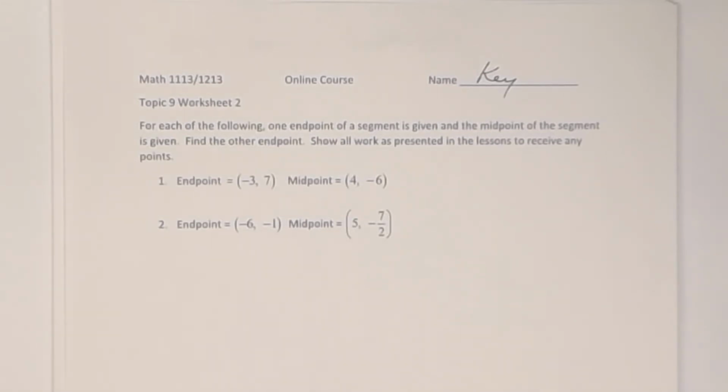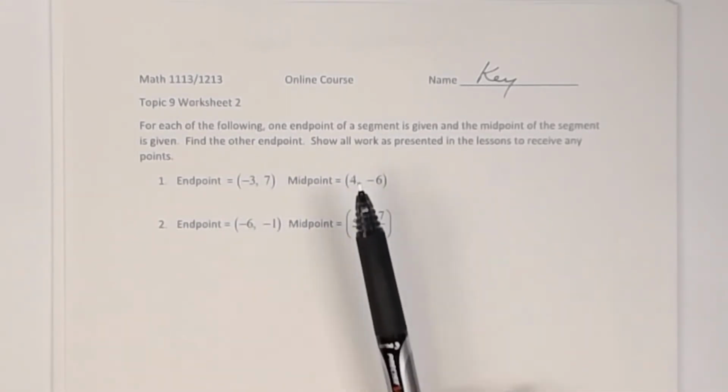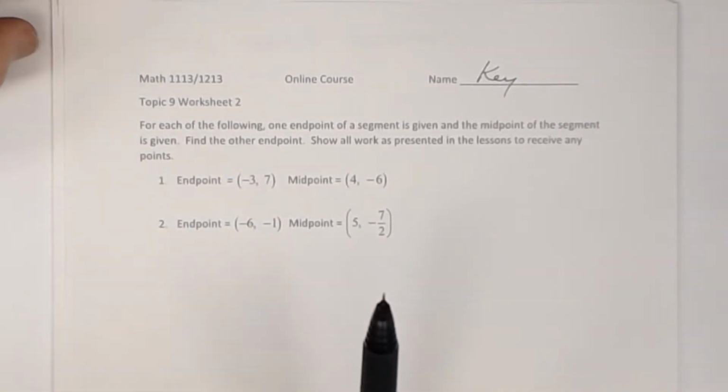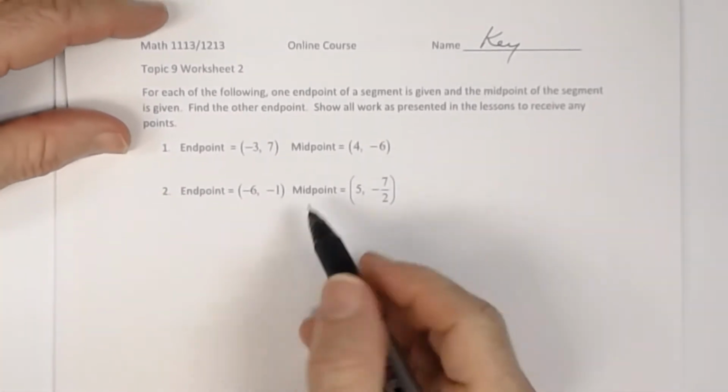All right, so this is the key to worksheet number 2, dealing with topic 9. In these two problems, you're given one of the endpoints and the midpoint, and you want to find the other endpoint. Now, the idea behind this is this, and remember the midpoint formula is this.